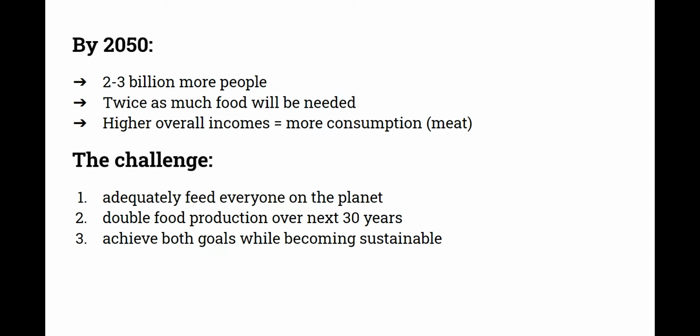So here's the situation we're in. By 2050, the estimates are that we will have an additional 2 to 3 billion more people on the planet bumping elbows with us. That means we're going to need twice as much food that we grow right now.